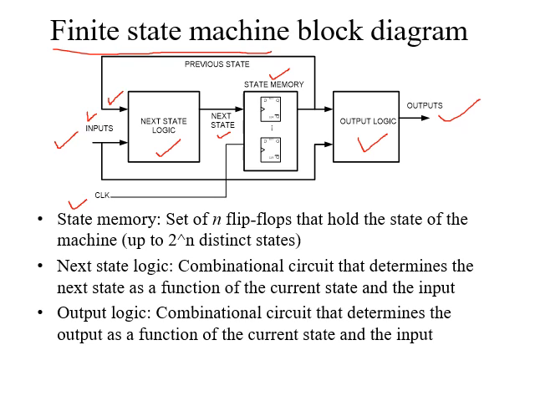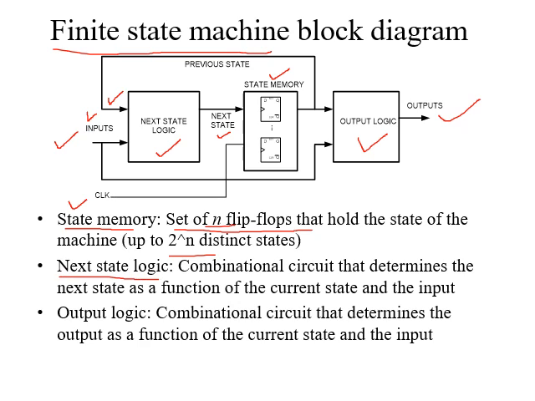So the state memory, how we see the memory of the system, it is a set of n flip-flops which holds the state of the machine. So if you have n flip-flops, how many states are possible? 2 raised to the power n. Like for example, I have 3 flip-flops. So 2 raised to the power 3, that is 8 possible states are there for this machine.